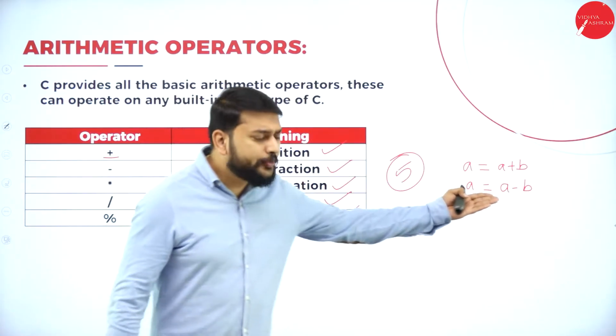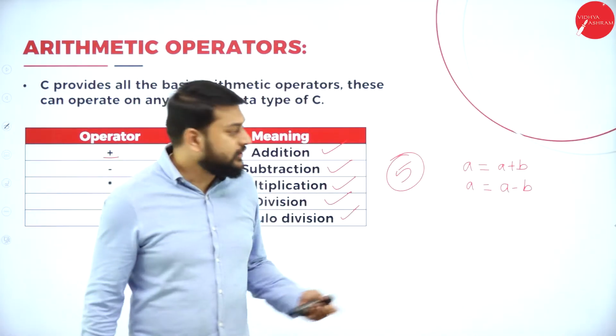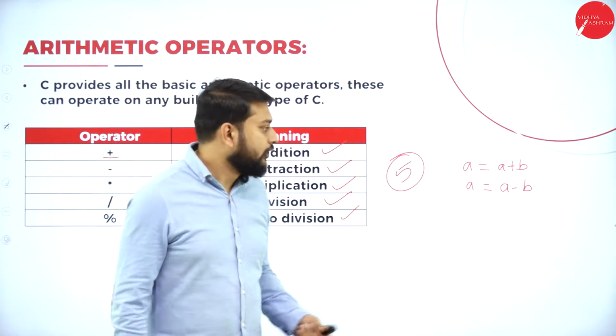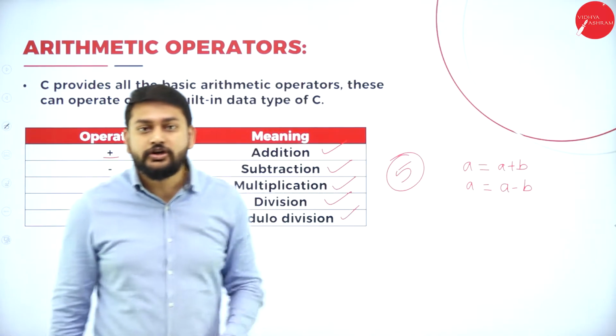What is the operation that I am performing here? Subtraction. I am subtracting B from A. What is it that I'm performing? A minus B. So that's what you need to remember.